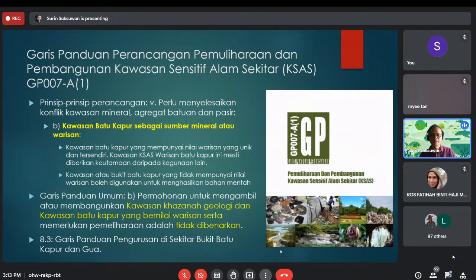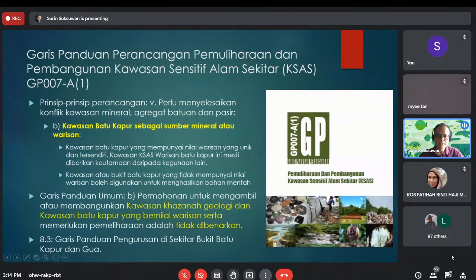Okay, so what it's saying in this Garis Panduan is that if the limestone hills have nilai warisan yang unik dan tersendiri, then they should be conserved. But if they don't have this kind of nilai-nilai warisan, then they can be used for quarrying. Okay, so a lot actually depends on availability of information. So that's why having the information, the scientific research done for the limestone areas is really important, because it can decide whether a hill gets kept or not, or blasted.